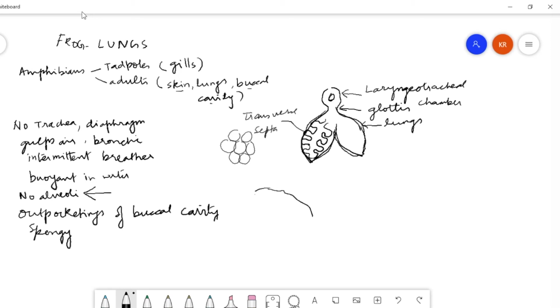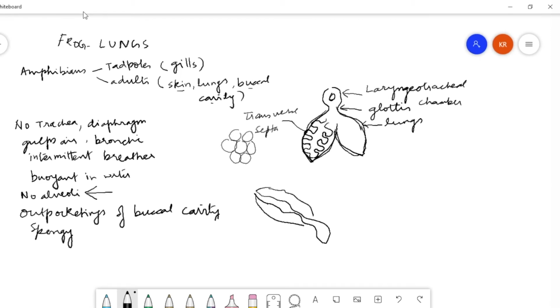So only let's draw this. Assume that this is the frog, anterior part, that is the mouth, etc. This is the frog's buccal cavity. So this buccal cavity can often become bigger, so I am showing this in dotted lines.